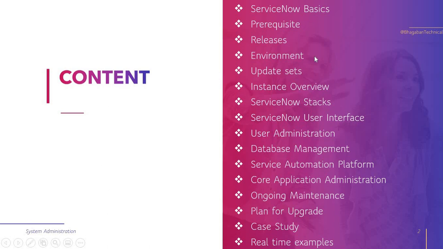Then next we are going to see the environment: how the ServiceNow environment works, how production, test or QA, and development instances are there, how we'll set up those instances, and how you will get them. Then we are going to cover the update set. If you are planning to do production migration, from development to QA to production, how will you move the update sets, what things are captured in an update set, and what is not captured. Those things we are going to discuss.